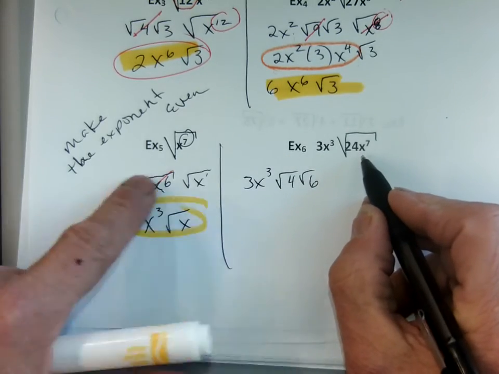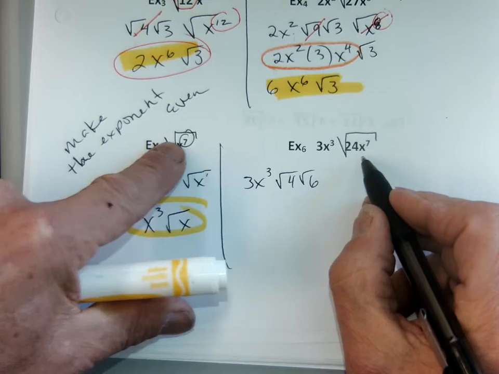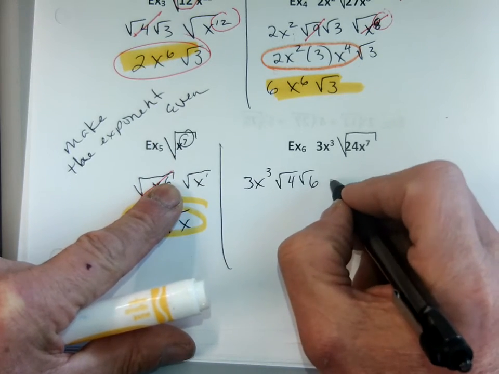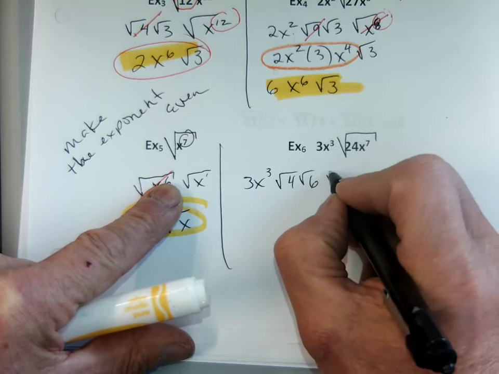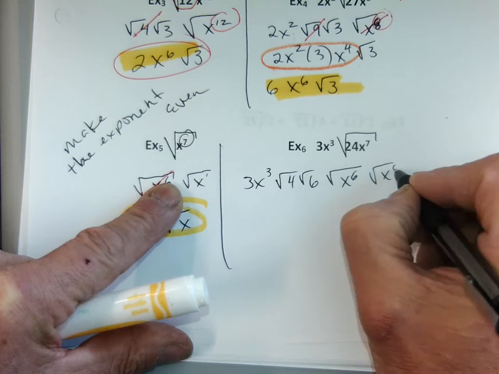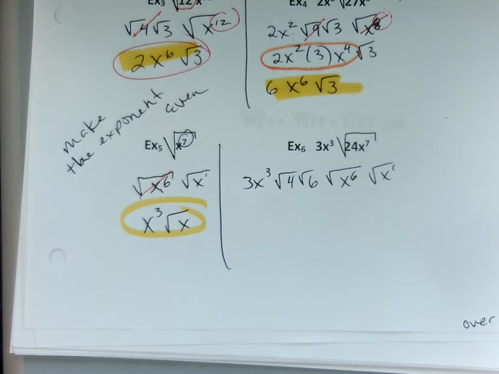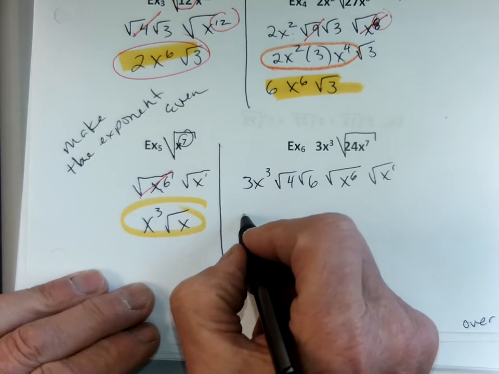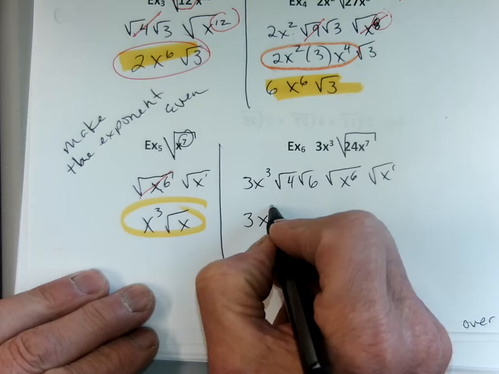X to the 7th. What do we do over here with x to the 7th? Remember, we're going to do the same thing. We need to be able to take half of it. So we want to make it an even number. So I take 1 of it, make an x to the 6th, and a square root of x to the 1, okay? Well, now let's take some square roots. The 3x cubed is done. It's already outside, so we leave it outside.